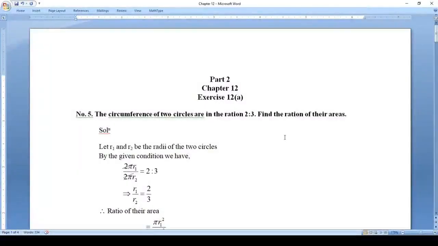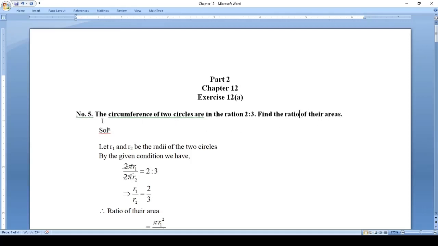Okay, welcome again to all of you. Now we'll discuss part 2 of chapter 12. Here we have problem number 5. The circumferences of two circles are in the ratio 2 is to 3. Find the ratio of the areas.